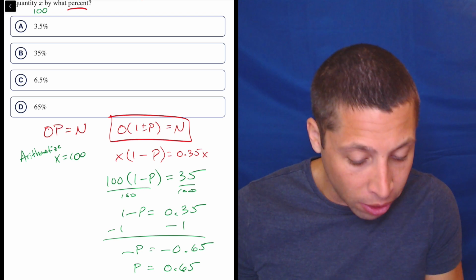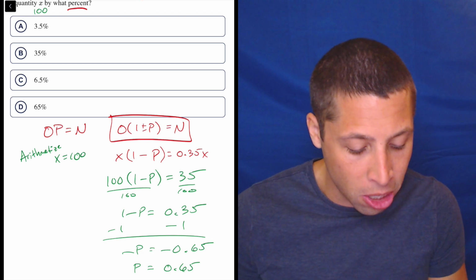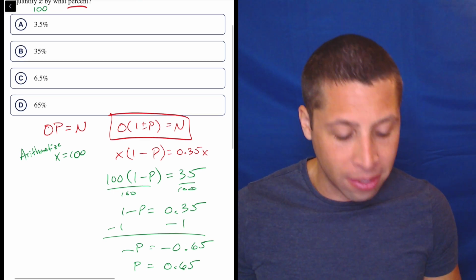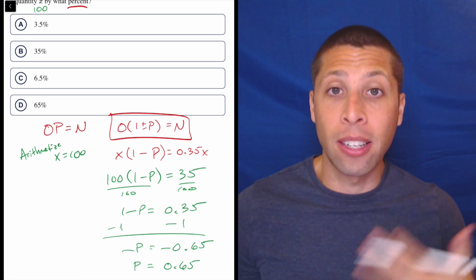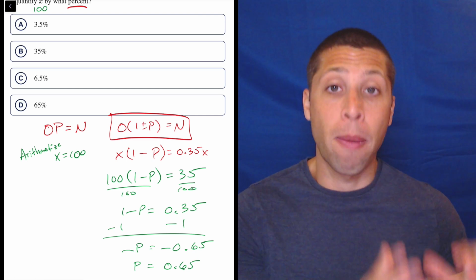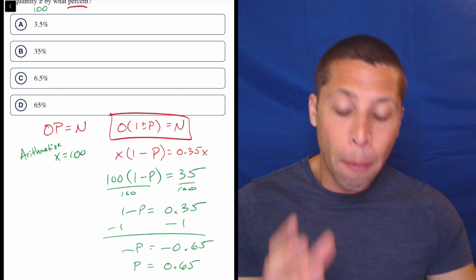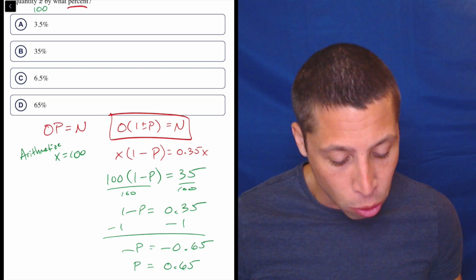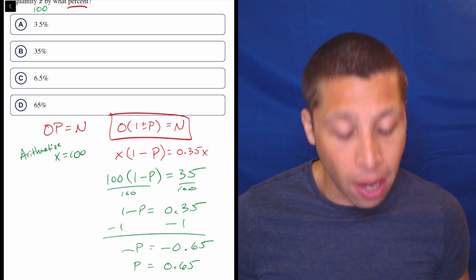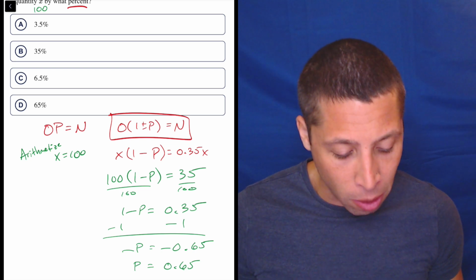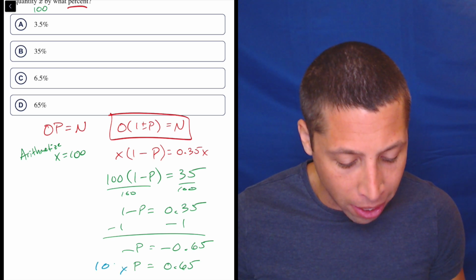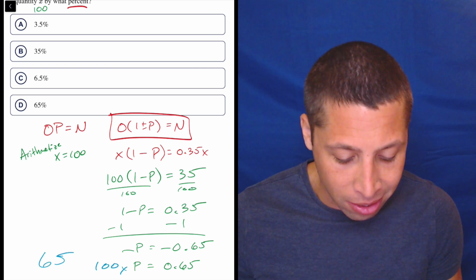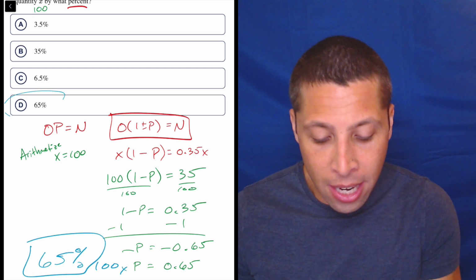Now we got to be careful. I don't think there's really a huge temptation to do this here. But one thing about the open formulas is that the p is the percentage as a decimal. And there's lots of mathematical reasons that we use it as a decimal, but that means we have to convert it back to a percentage when we actually want to think about it that way. So they're asking for the percentage, so we have to multiply this by 100 to get back, and that's 65%. So D is the answer.